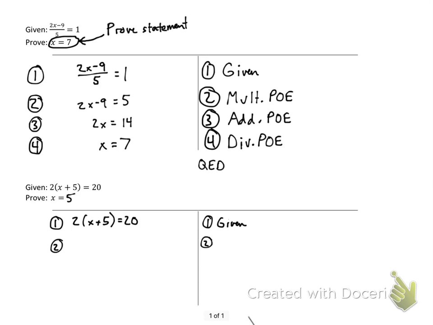So I will divide by 2. I'm not going to show the algebra. You'll kind of have to do that in your head. So x plus 5 equals what? 10. Because of the division property of equality. And now, what are we going to do? Subtract 5. So x equals 5 because of the subtraction property of equality.